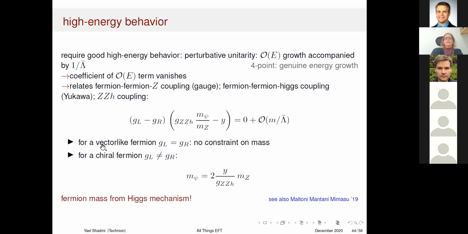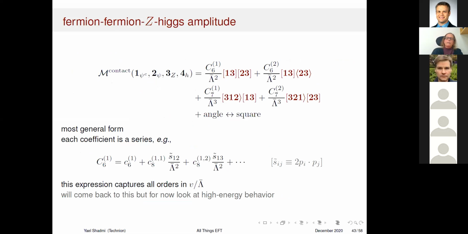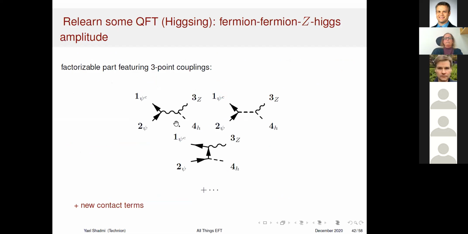So again, we see that for a vector like fermion, GL equals GR, there is no constraint on the mass. But for a chiral fermion, we get a specific expression for the fermion mass, namely that it's equal to the Yukawa divided by the gauge coupling times the Z mass. So we see how the fermion mass emerges, just like we expect from the Higgs mechanism. And by the way, one thing that I assumed was that we have a single Higgs, just like in the standard model. If we have more than a single Higgs, then this result is going to be modified.